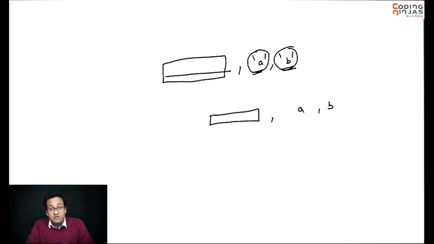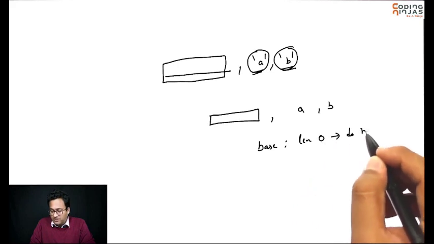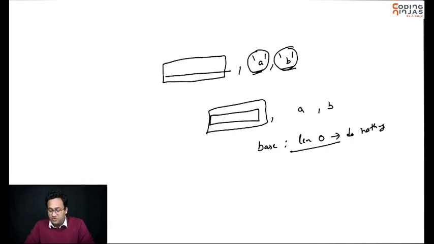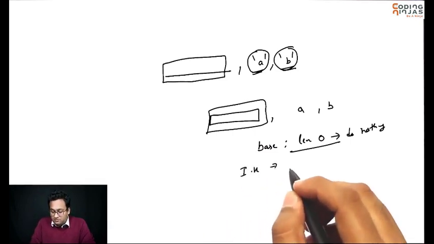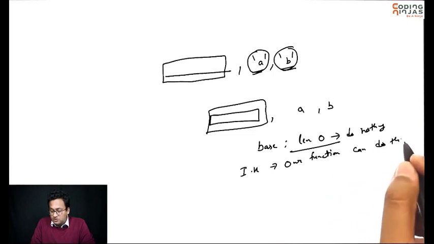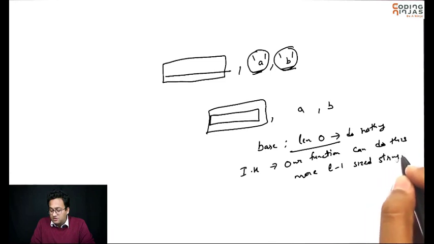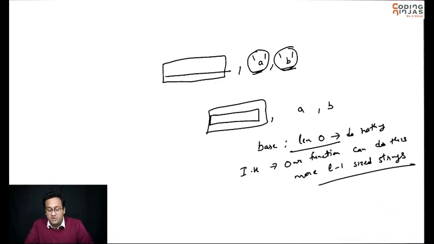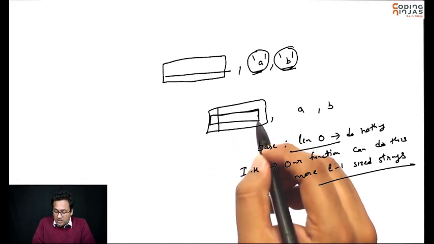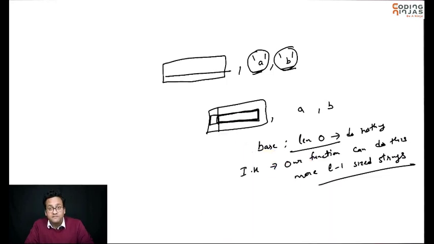Okay, let's talk about the base case. Length 0. Do nothing, right? We can just simply return the original string that we get in case of length 0, which is the empty string. Okay, hypothesis. Our function can do this for L-1 sized strings, right? That's my hypothesis. Induction step. So now, given a string, I can assume I can call recursion on this part of the string and things will work fine, right? Things will work fine.